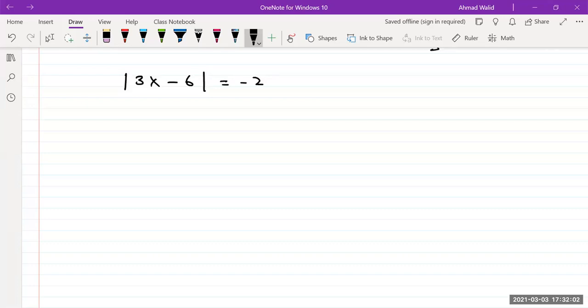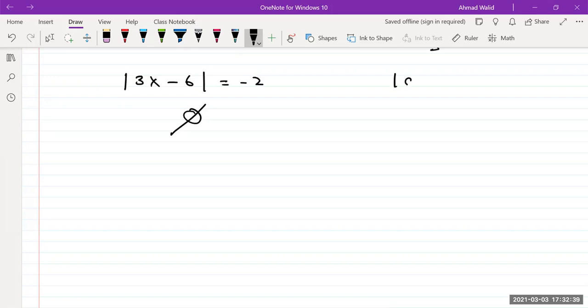Oh, now what to do? Use plus minus sign on the right side to solve. But if I remember the definition of absolute value, immediately I will tell you, hey, this problem has no solution. I will not even touch it. I will not even bother myself to solve this one. I will just say this problem has no solution. Why can I say that immediately?